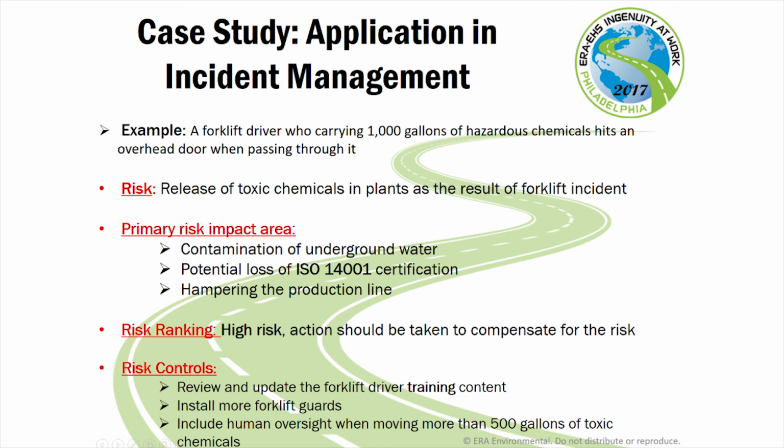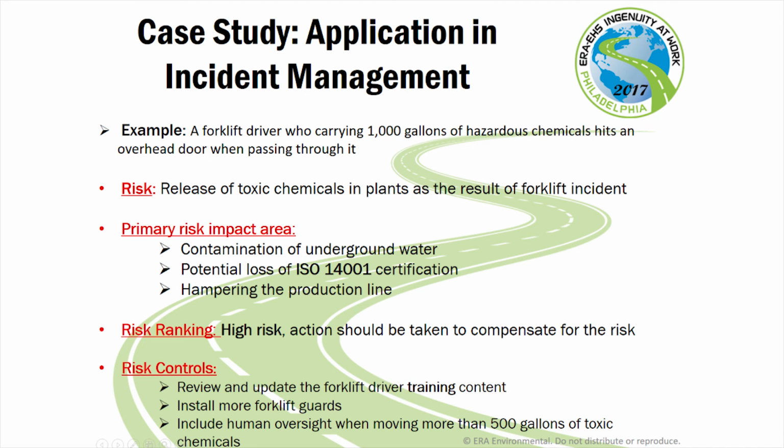the forklift incident. The primary risk impact area would be possibly contamination of underground water, potential loss of your ISO 14001 certification, right? And of course, it could hamper the production line. Now that forklift, you've got a spill, other forklifts can't pass. Risk ranking, high risk, action should be taken to compensate for the risk, right?